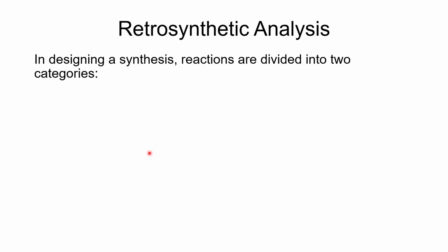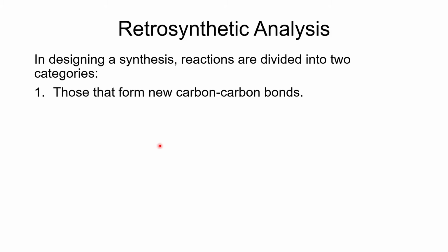So let's look at an example of a retrosynthetic analysis. Here, this is important. When we're doing a synthesis, we typically have two different kinds of reactions, and we divide our reactions into these categories. One of those categories is reactions that form new carbon-carbon bonds. Again, this is such an important thing when it comes to organic synthesis. If you have a big toolbox of ways to make carbon-carbon bonds, you are going to be much better at synthesis than somebody who is not familiar with those reactions.